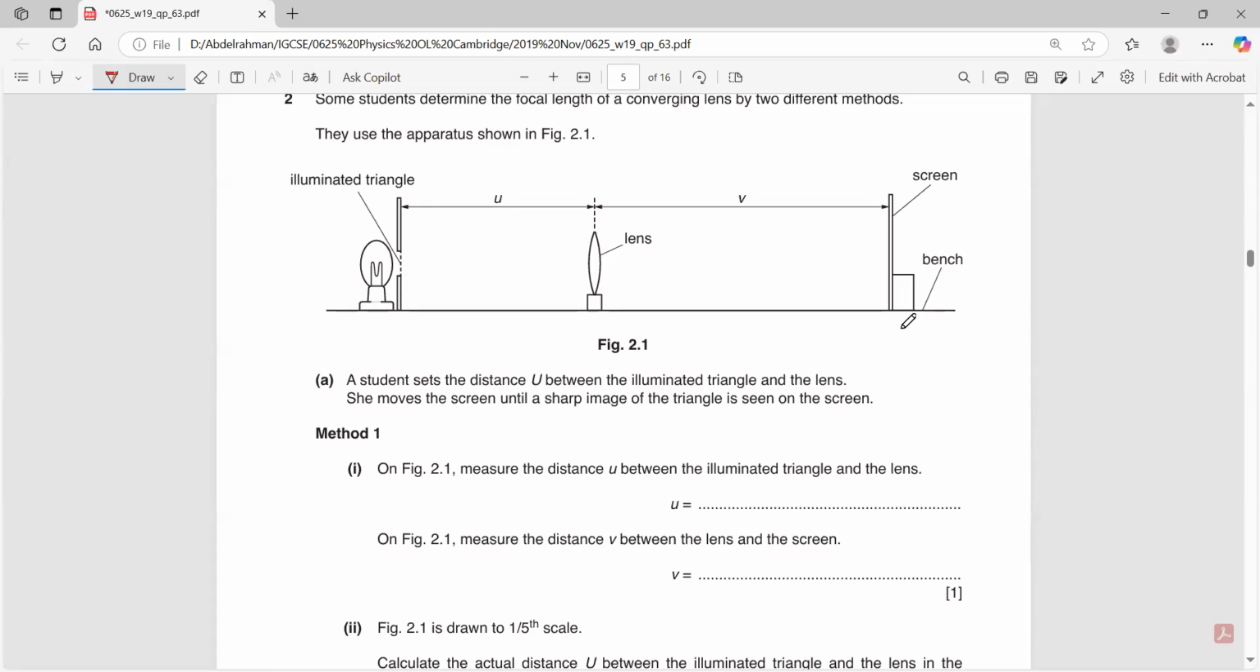Soon sees the distance u between the illuminated object and the lens. She sets the distance and moves the screen on figure 2.1. Measure the distance u and v. Can I measure u and v using my ruler? Yes. u should be 5 centimeters. If your reading is slightly less than 5 centimeters, it is okay. Measure the distance v between the lens and the screen. Distance v would be 7.6 centimeters. Again, if your reading is slightly less, it is okay.